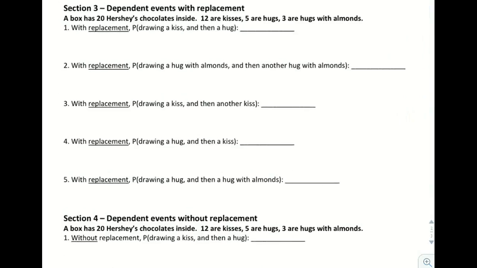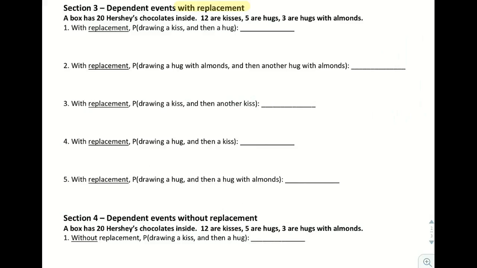Continuing on with probability, we are looking at section 3, which is dependent events with replacement. When you see those words "with replacement," that means if you're taking something out, you're going to replace it or put it back. So things don't disappear or get taken away. Things get used once and then put back to be used again. So that's what we're talking about in this section when you're doing probability.